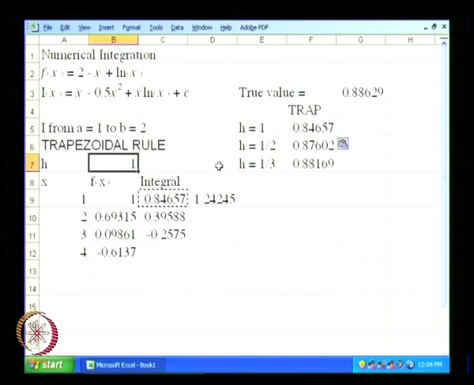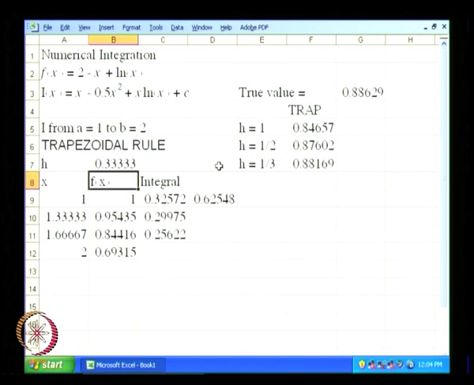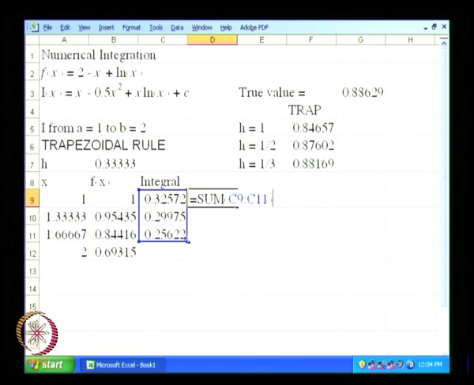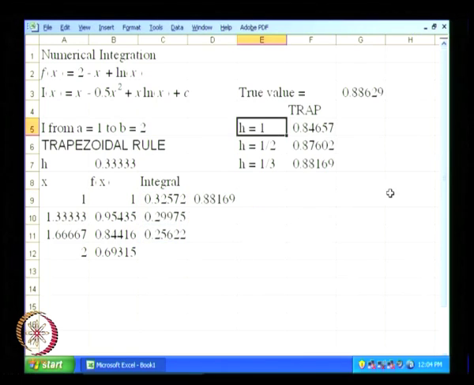Okay. So, this is the trapezoidal rule. What do we find in the trapezoidal rule? As we increase the number of intervals, or as we decrease the delta x or h value, we improve the integral value and come closer and closer to the actual true value of 0.88629. Now, we will use the 1/3 rule.